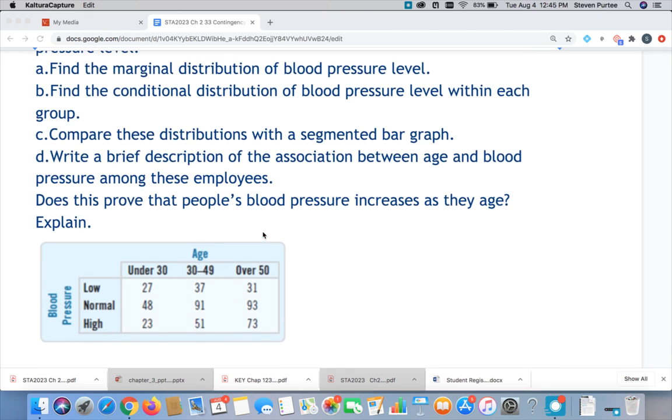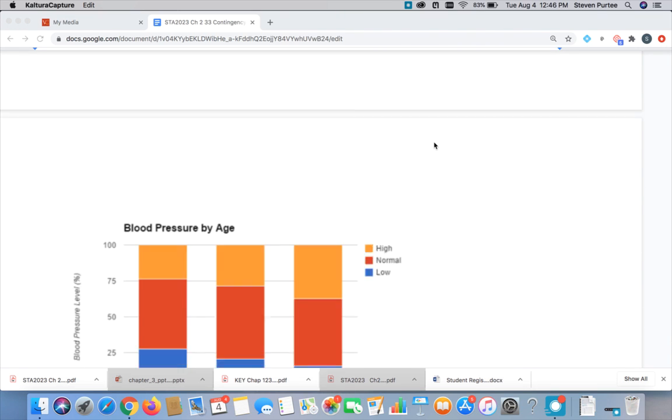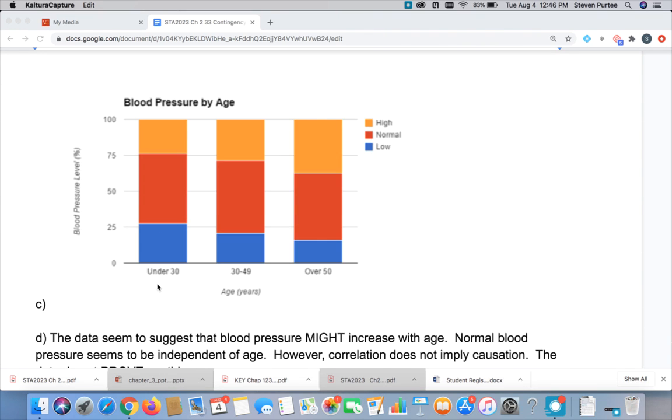Okay, part C, we want to compare these distributions in a segmented bar graph. So I have built here a segmented bar graph. These are by columns. So here's what we had for the under 30s. We could see a little over 25% of them had low blood pressure. I think it was about 50% normal. We just stacked those on top of each other.